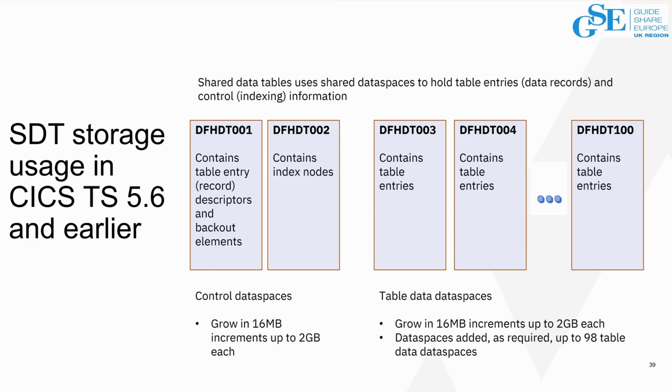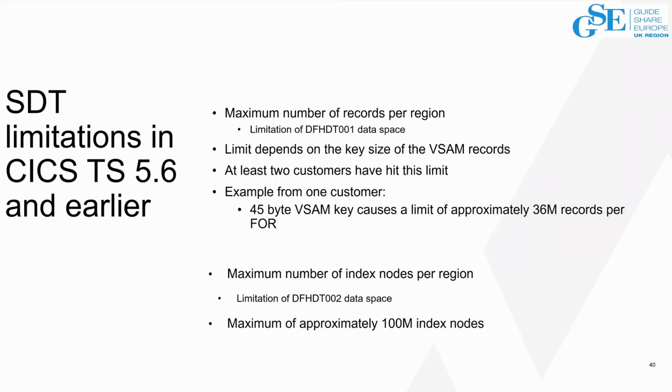And data table, or DT001, contains what's called record descriptors and backout elements, and DT002 contains the index information in order to index into the data in the other data spaces. Now, the problem we had was one of capacity. We had a large US customer who was very, very heavily using shared data tables. And they were hitting the limit on the amount of metadata that we kept in those first 2 data spaces.